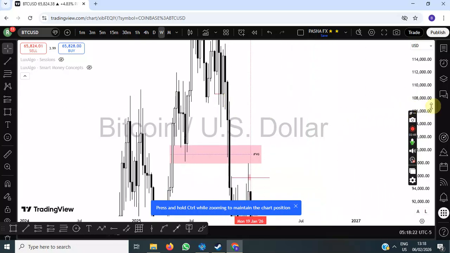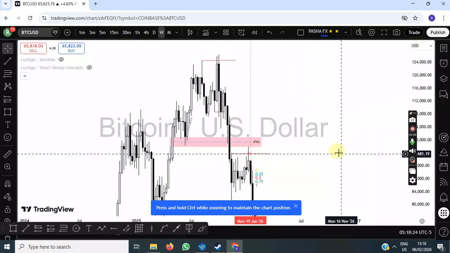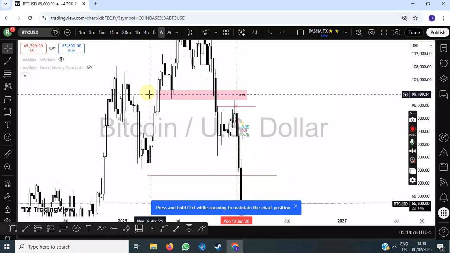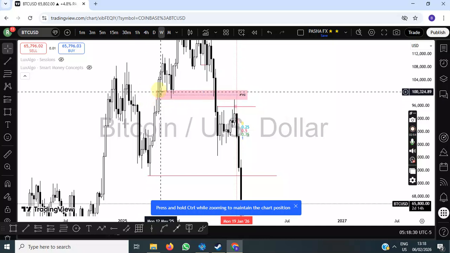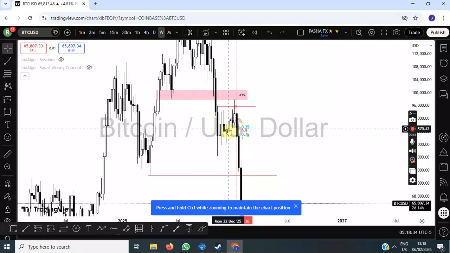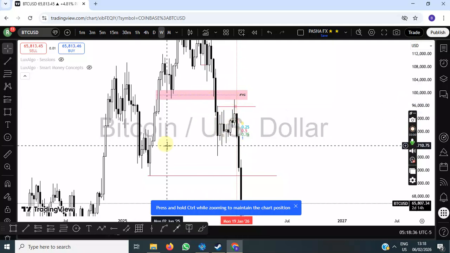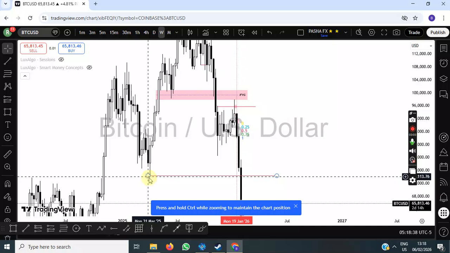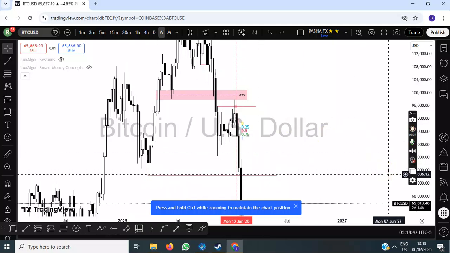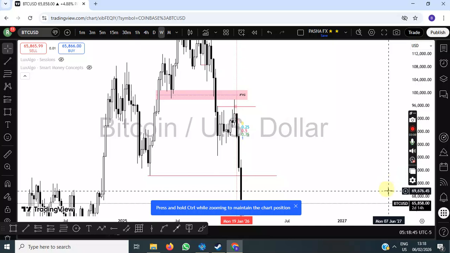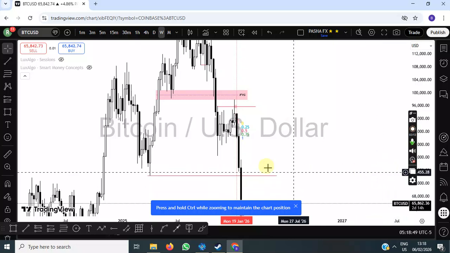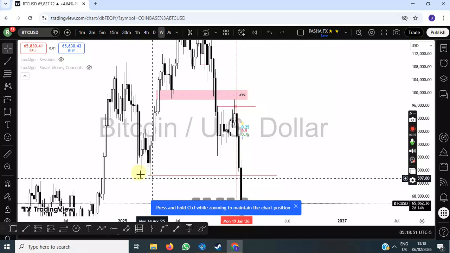I wanted to see price invert this fair value gap. Hope you can see it very well. This one, this one. I want to see price invert this fair value gap and come back, retest it. Then we get to our final target of around 60, 70 something K BTC. Oh, that was my target.